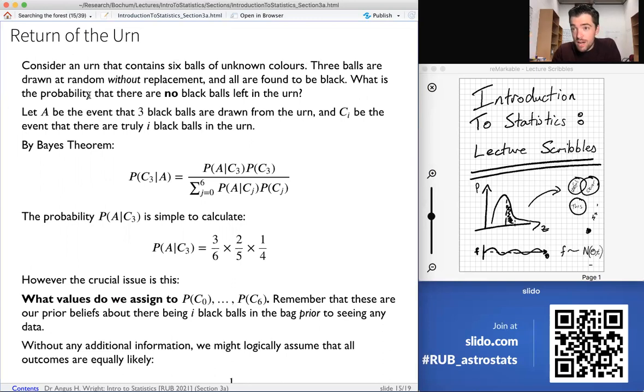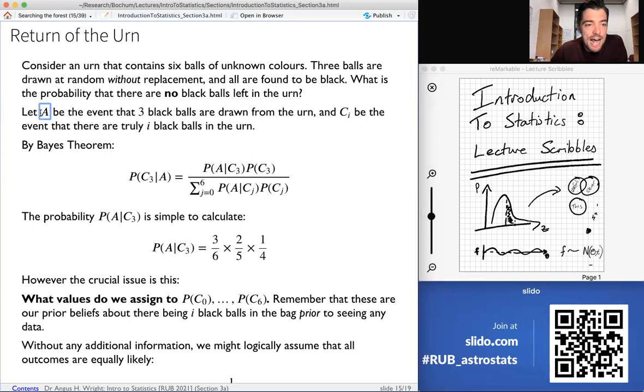And those balls are of unknown color. We then draw 3 of these balls at random without replacement, as I said, and every single one of those 3 turns out to be black. What is the probability that there is no black ball left in the urn? Now that might seem like an impossible thing to calculate at face value, but it turns out that it's very easy to calculate given Bayes' theorem.